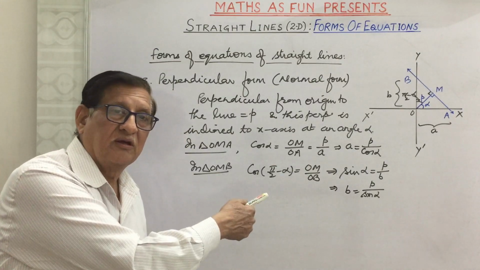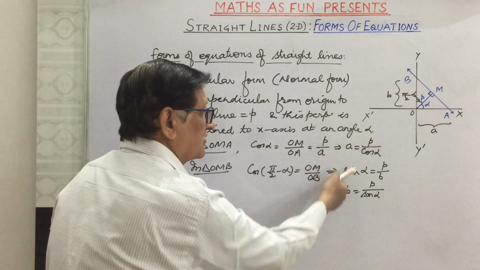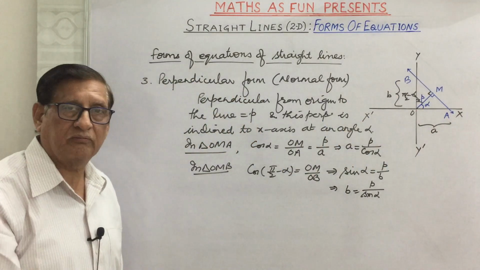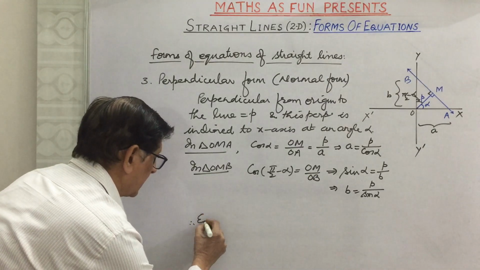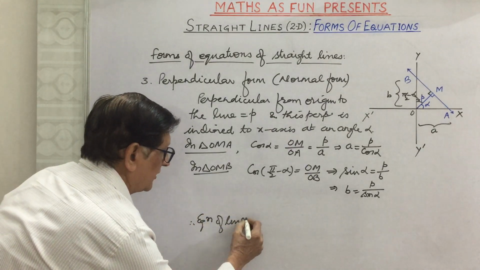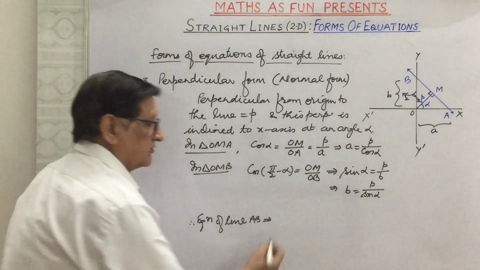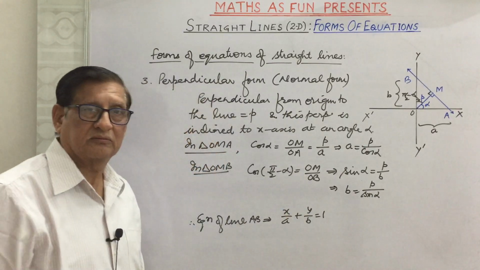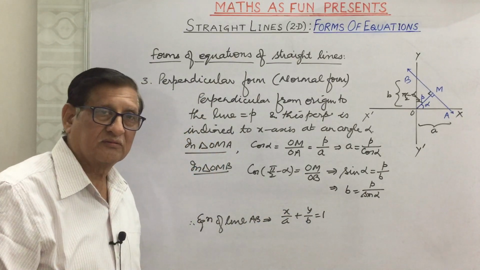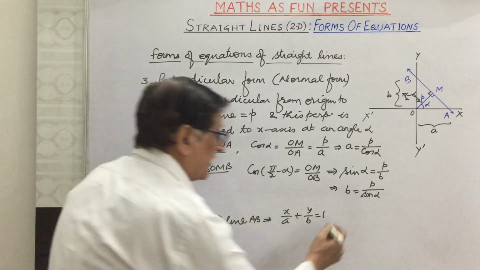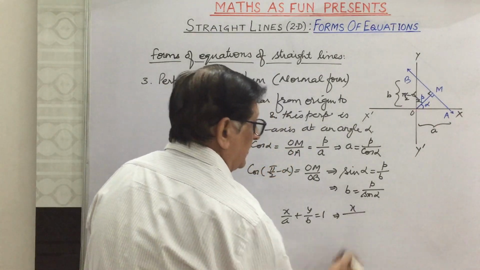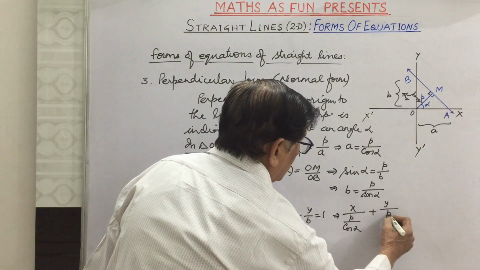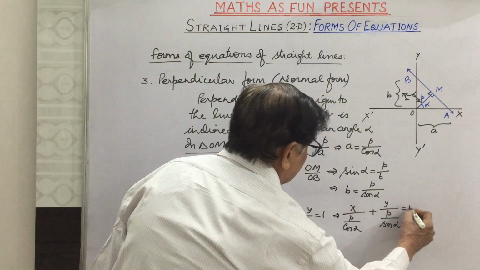Why we have done this? By finding the intercepts on the x-axis and y-axis, we can find the equation of this line in the intercept form. Therefore, we can write equation of line AB, that is x upon A plus y upon B equal to 1. This we have learnt just now. Substituting the value of A and B, we get x upon P upon cos alpha plus y upon P upon sin alpha is equal to 1.